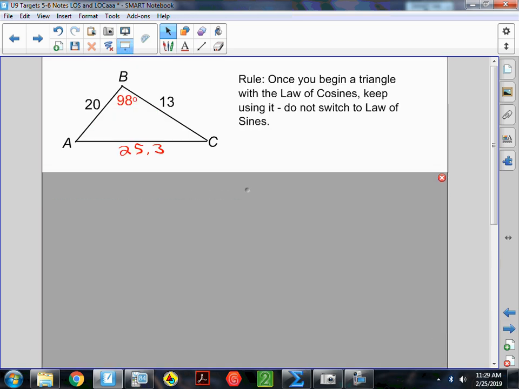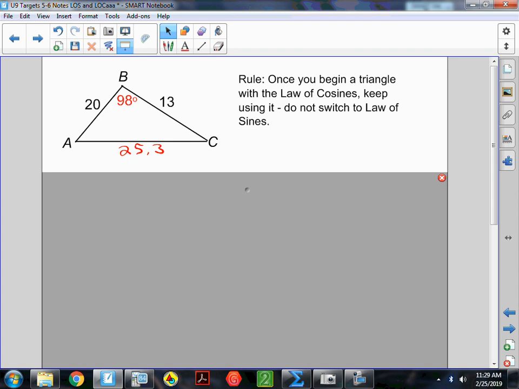We have a rule that says once you begin a problem with the law of cosines, you want to stay with the law of cosines. Later, when you see the ambiguous case for the law of sines, you'll find out why. If you switch to law of sines, you could create an issue where you have a second triangle that you're not really trying to work with. So stay with the law of cosines.